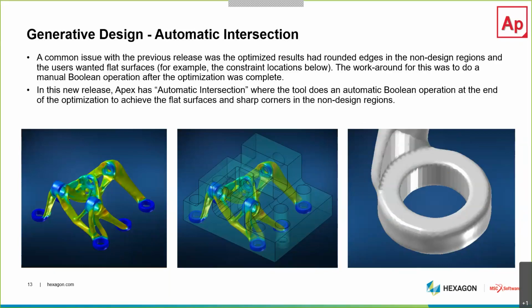And so let's say you wanted a washer that was fully perfectly round with some sharp edges on that. Well, now we have automatic intersection built in that allows you to do that. So the moment you export geometry, it immediately does a Boolean operation with the original non-design space and makes sure that you get those sharp surfaces and sharp corners that you originally had.